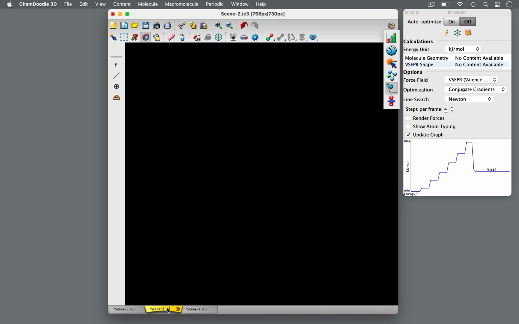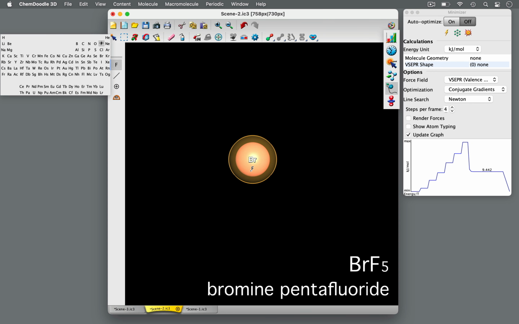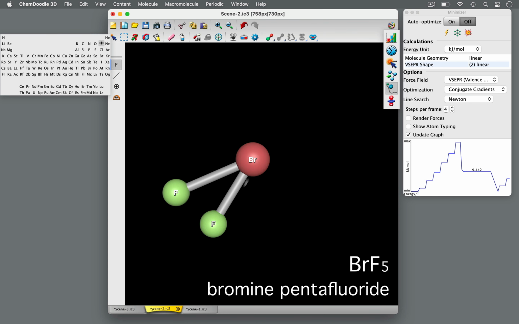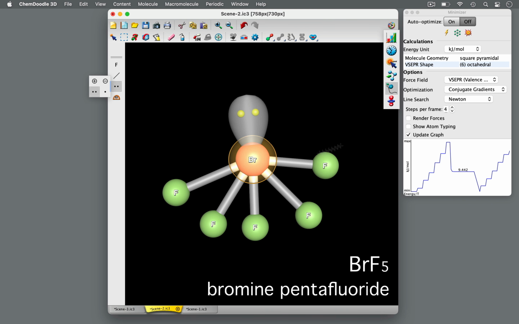Let's see what happens when one of the atoms is a lone pair. In bromine pentafluoride, bromine is a central atom. There are 5 atoms of fluorine bonded to the central bromine atom and a lone pair, so there are 6 total domains of high electron density.